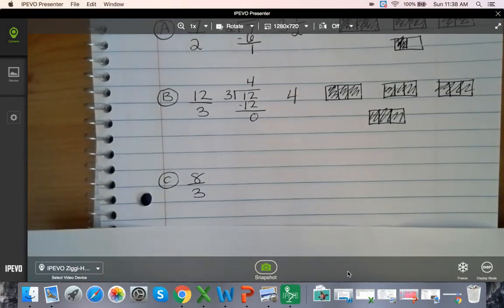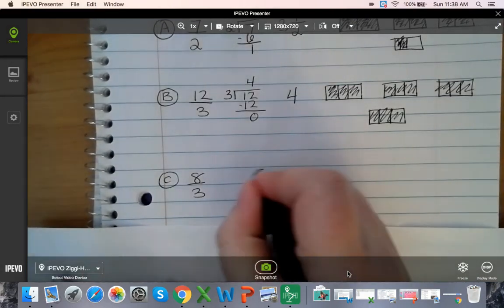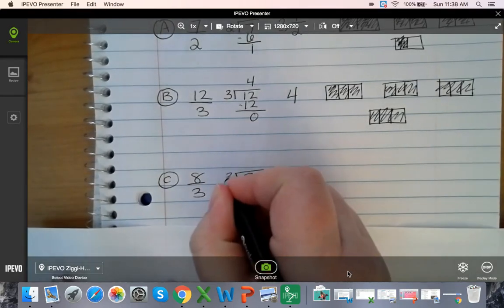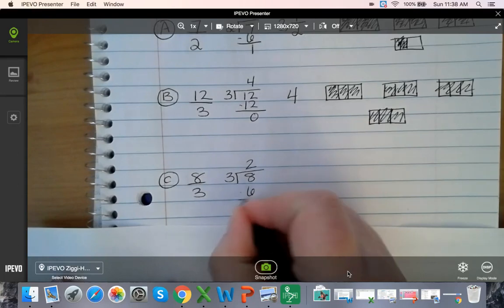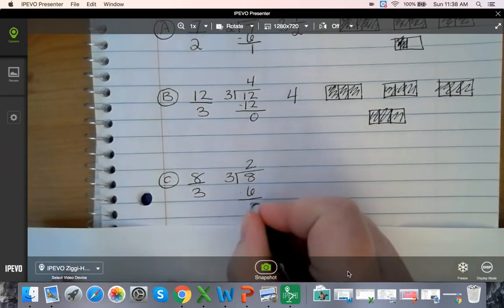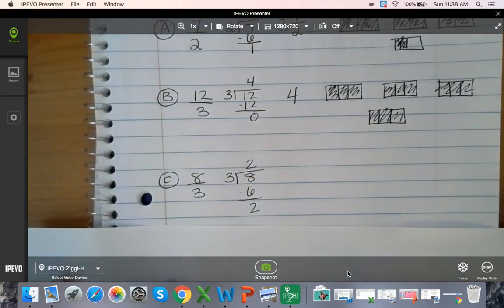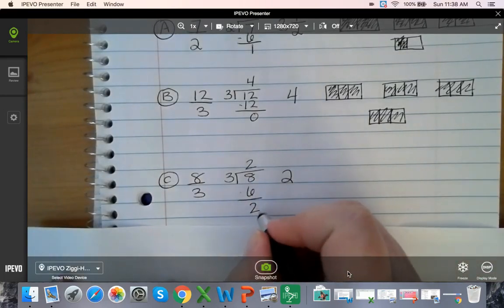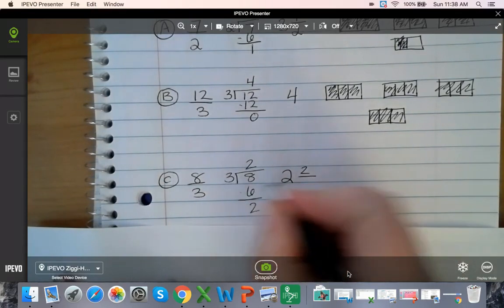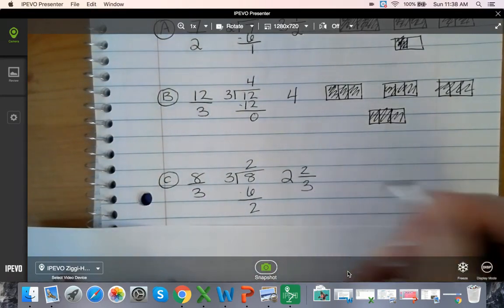Next one is letter C. Letter C says 8 thirds. So I know I need to draw out my division problem. 3 goes into 8 2 times. 2 times 3 is 6. Now I subtract. I have 2 left over. So my whole number will be 2, but my fraction part will be 2 and then 3 on the bottom. So 2 and 2 thirds.